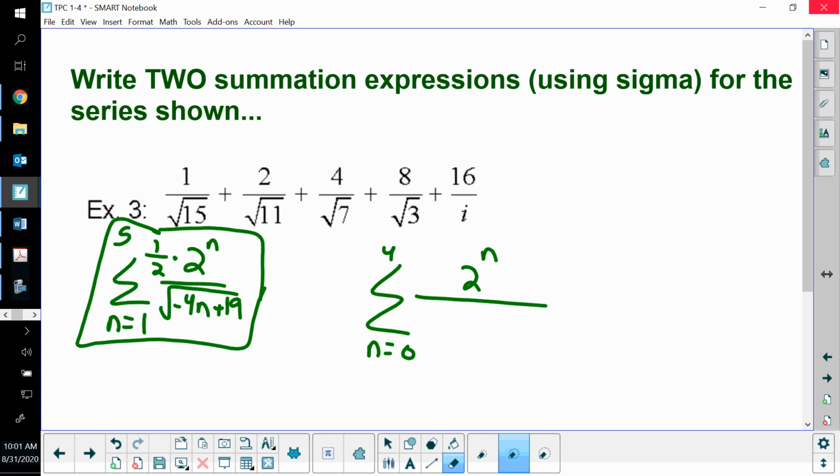Well, when you put in 0, you get back 2 to the 0, which is 1. When you put in 1, you get 2 to the first, which is 2. So we actually don't need any adjustment out front. You can put times 1 if you want, but that's not needed. In the denominator, our pattern is still minus 4. When you put in 0, you get back 0, and we want 15. So now our adjustment on the end is just a plus 15.